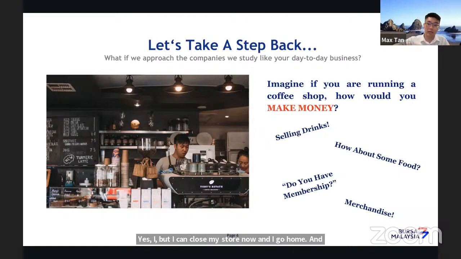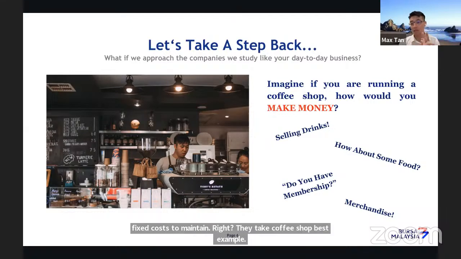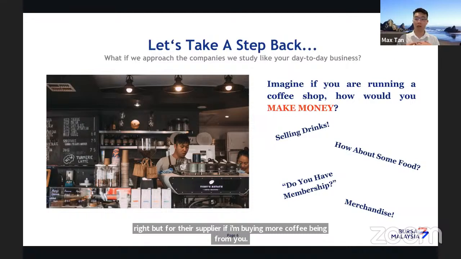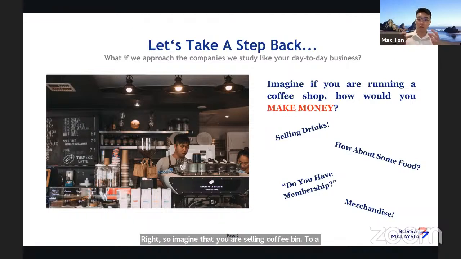And for businesses, they have machines, they also have fixed costs to maintain, right? Take a coffee shop as an example, they have to pay their salary, electricity, and also buy some food. If they keep it there for too long, then it will spoil, right? But for their supplier, if I'm buying more coffee beans from you, imagine that you are selling coffee beans to a coffee shop. Coffee beans, number one, take up your space, and when you're holding the inventory, effectively your money is not cash, right? Your cash is converted into coffee beans, so you might have a cash flow problem.